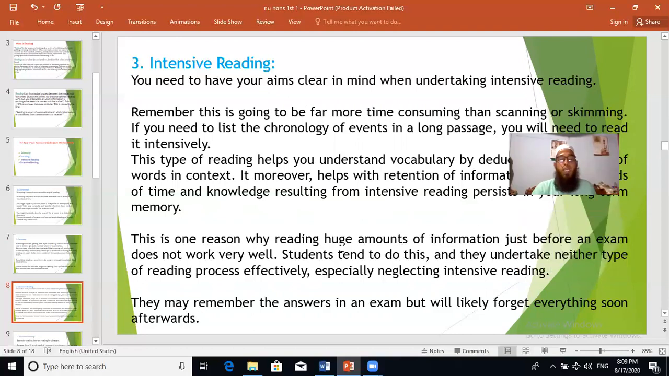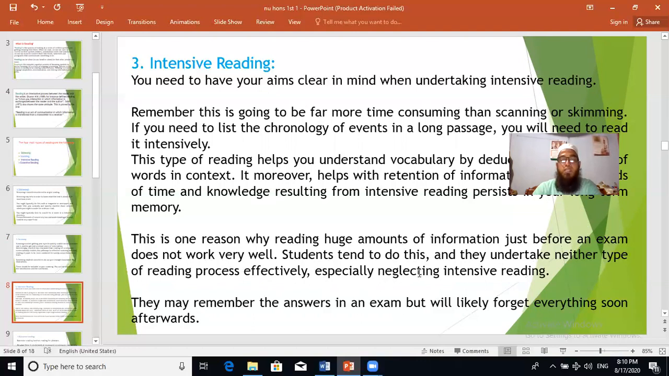This is one reason why reading huge amounts of information just before an exam does not work very well. Students tend to do this and they undertake neither type of reading process effectively, especially neglecting intensive reading. Have you got the idea? This happens for many of our students. They don't read all the year round. Before the exam, they sit for reading and try to finish all the courses in a single night. And they read voraciously without following any reading process.